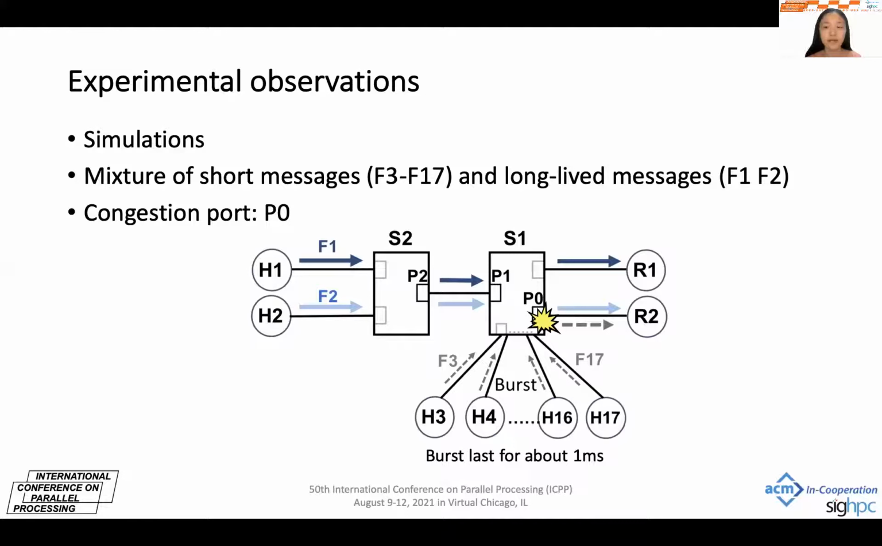After a while, H3 to H17 will send small messages to R2 at the same time. These small messages cannot be controlled by the end-to-end congestion control, and they form concurrent bursts, which will last for about 1 millisecond. In this scenario, after the burst launching, congestion will happen at the port P0.